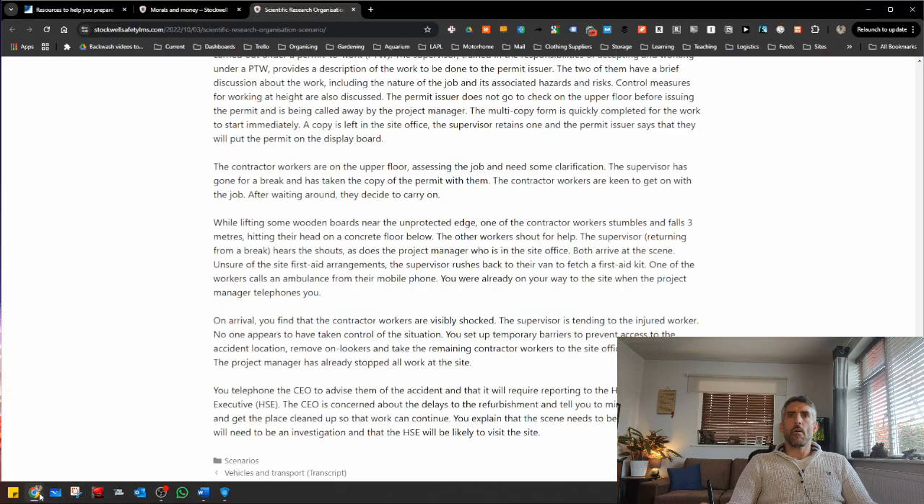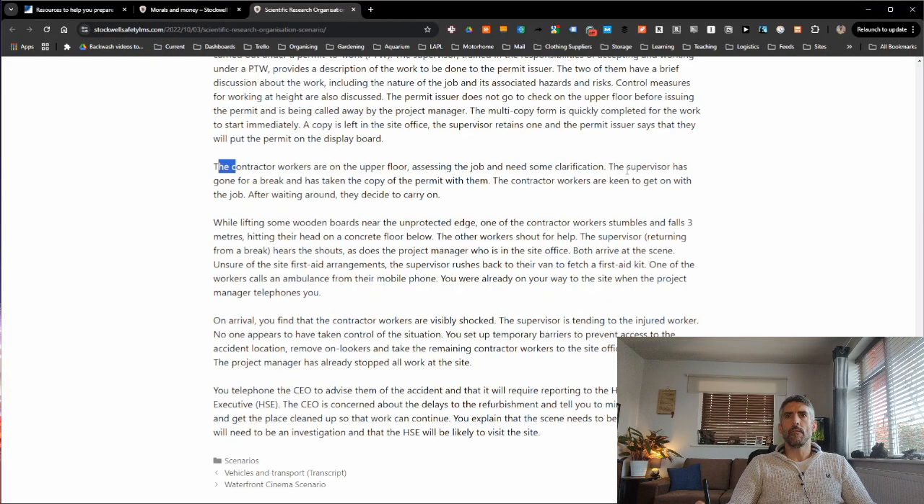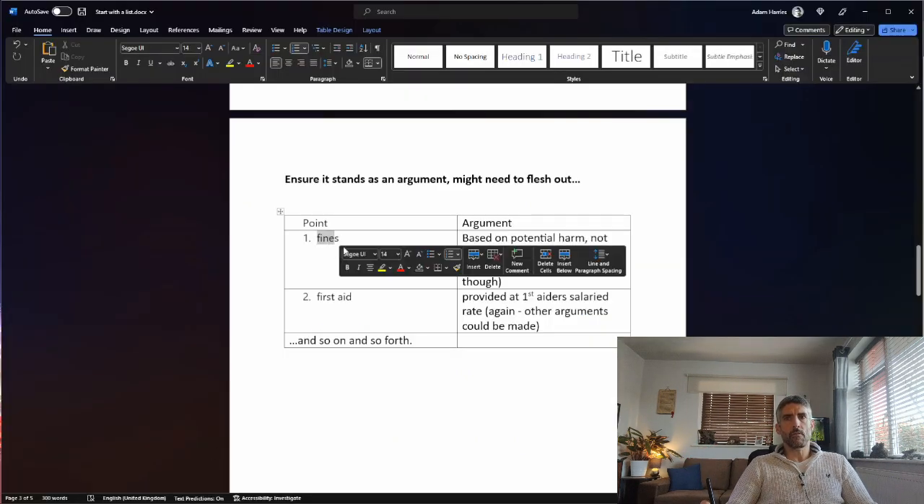So in this scenario, while lifting some wooden boards near the unprotected edge, one of the contractor workers stumbles and falls 3 meters, hitting their head on the concrete floor below. That's a bit of information that we could use to support our answer. Let's take, for example, the fact that there's fines. Can we use that information from the scenario?